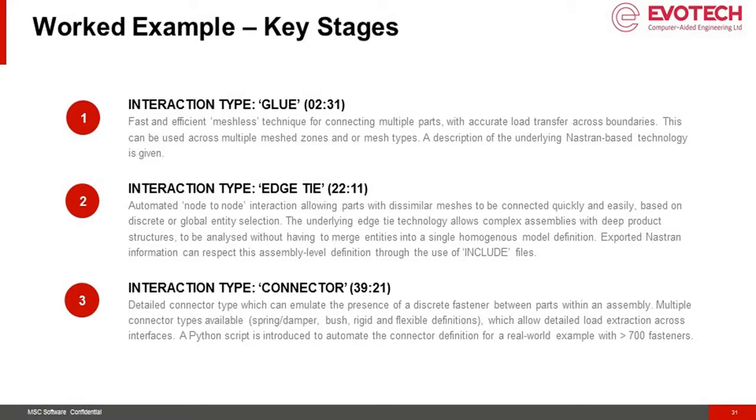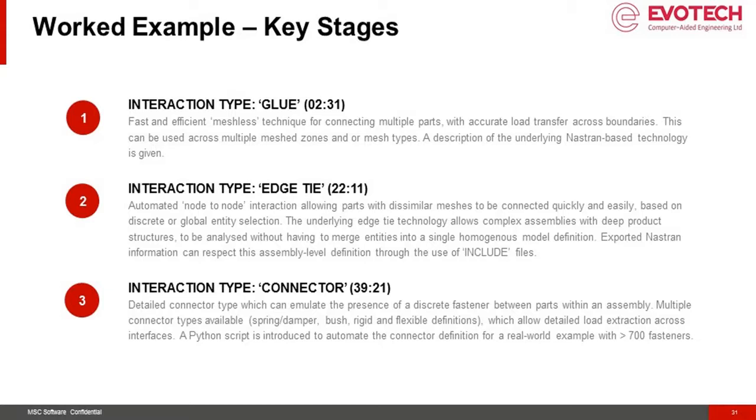Then we'll look at the edge tie interaction type, and this is an automated node-to-node interaction allowing parts with dissimilar meshes to be connected quickly and easily based on discrete or global entity selection. The underlying edge tie technology allows complex assemblies with deep product structures to be analysed without having to merge entities into a single homogeneous model definition. Exported Nastran information can respect this assembly level definition through the use of include files.